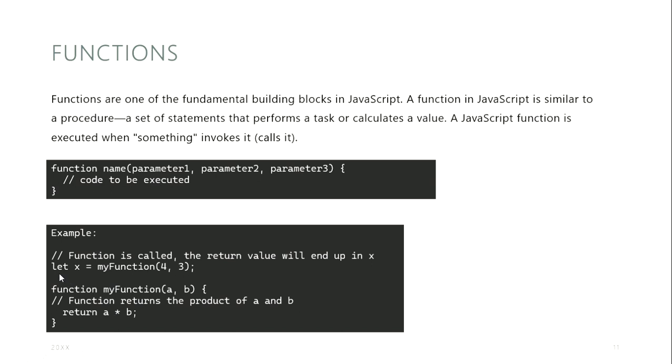Now how should I call it? In this example we have called it using a variable. We defined a variable x which calls myFunction. So the value returned by myFunction is stored in this variable x. The value stored in x will be 4 times 3, that is 12.